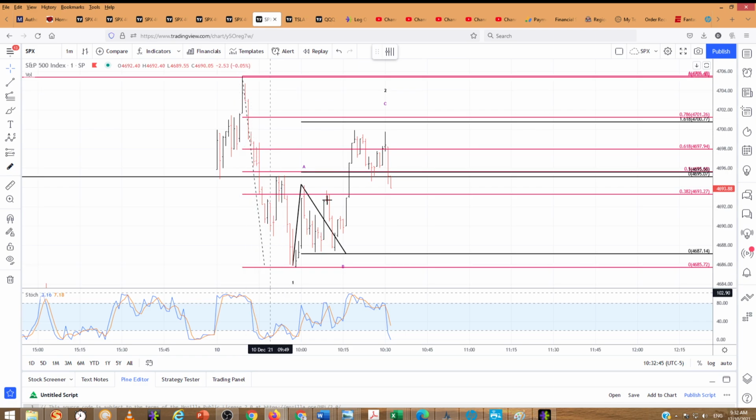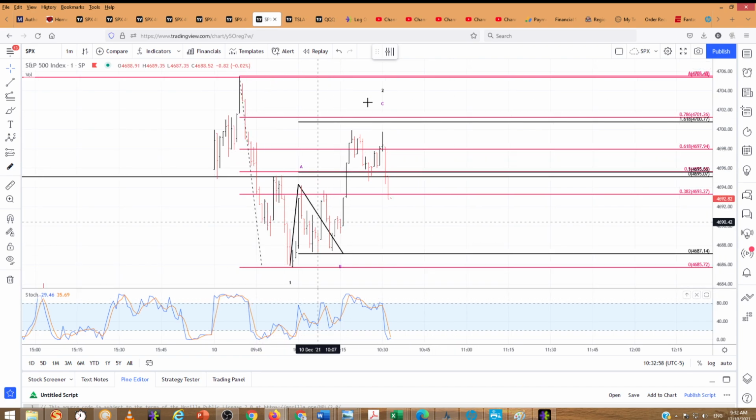Always got to ask yourself, where am I wrong? If this is 5 down and this is 3 up, it should not go above this, okay? If it's wrong, that means I counted that wrong. If it goes up above there, we should see A, B, C at a minimum. A 5 down, 3 up, 5 down. It's coming. It's coming. We're at 46.92.